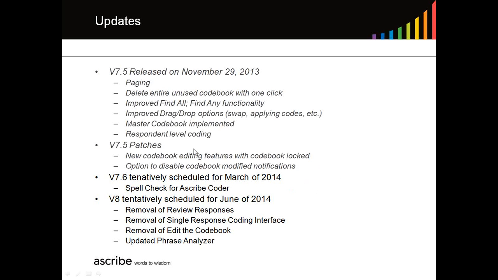In our latest patches, we've put in some new codebook features, so I'll be talking about those tomorrow. I did want to point out spell check, because it's one of the things I'm asked about just about every time I do this. Spell check for Ascribe Coder is tentatively slated for March of 2014 in our V7.6 release, and our version 8 release is tentatively scheduled for June 2014.